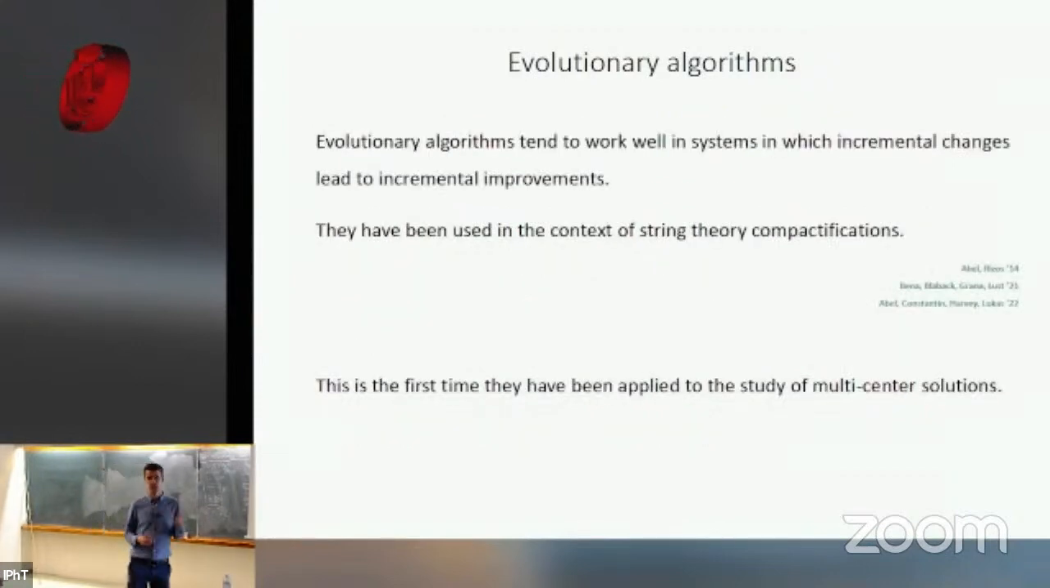And these algorithms tend to work well in situations in which incremental changes lead to incremental improvements. We expect that to be the case in this kind of setup because we've already worked hard to get to a nearby good candidate solution. And we expect it to be possible to make small modifications to the centers of the locations to get us a numerical solution. These kinds of algorithms have been used before in the context of string theory compactifications, but this is the first time they've been applied to multi-center solutions.